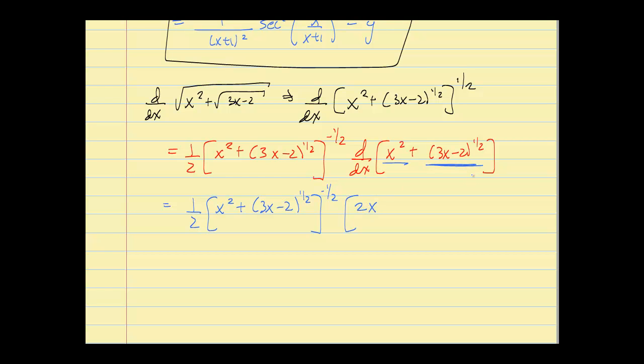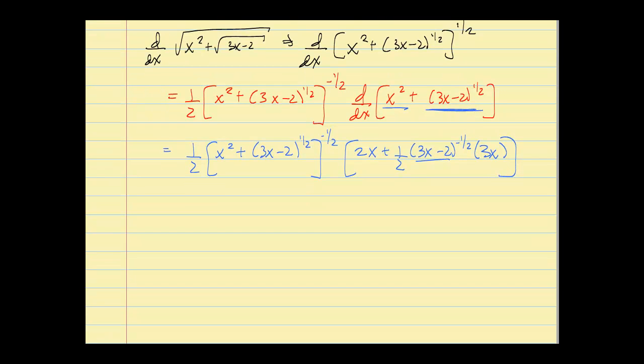So I need to take the derivative of the outside times the derivative of the inside. I bring the 1/2 down, decrease the exponent by 1, and multiply it by the derivative of 3x minus 2, which is 3. And of course this can be cleaned up quite a bit.